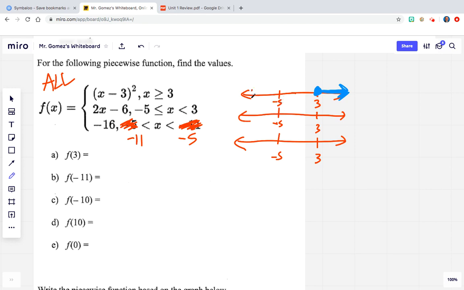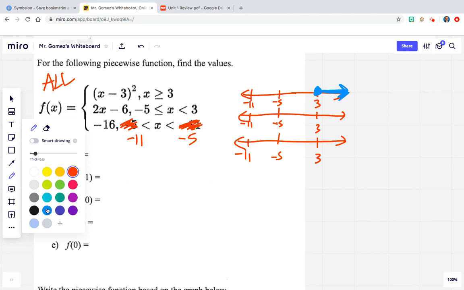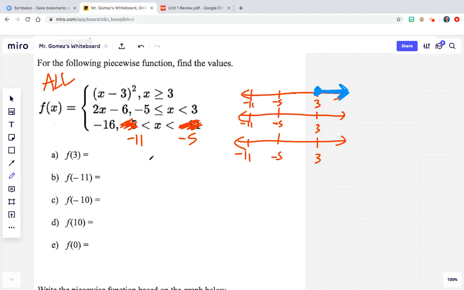And then we'll put -11 over here, just so they all line up, okay? And this can help you if you choose to do it on the test. You just have to work quickly to make sure that you finish in time.